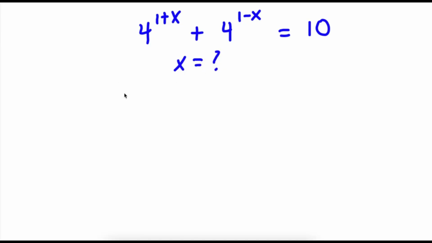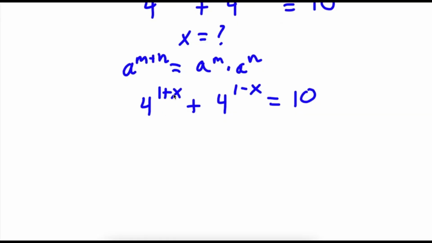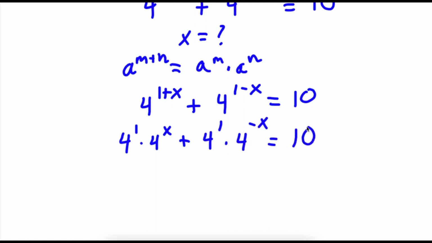So first off, if we have something in the form a to the power of m plus n, this is equal to a to the power of m times a to the power of n. So for 4 to the power of 1 plus x plus 4 to the power of 1 minus x, I'm going to be using this property for both 4 to the power of 1 plus x and 4 to the power of 1 minus x. So now this would equal 4 to the power of 1 times 4 to the power of x plus 4 to the power of 1 times 4 to the power of negative x. This is equal to 10.